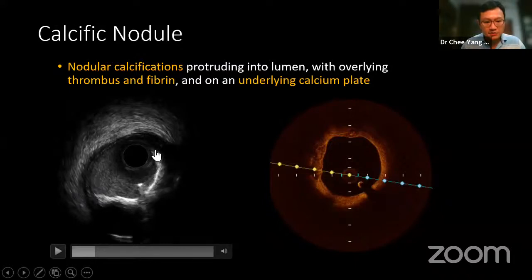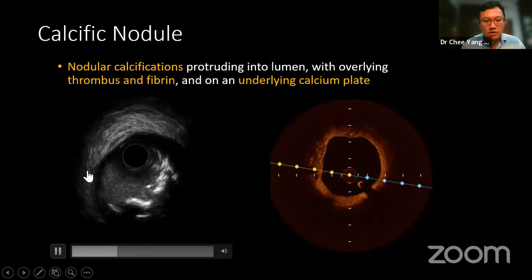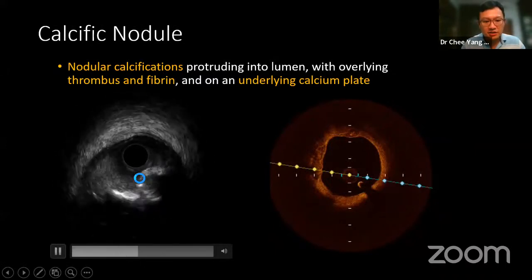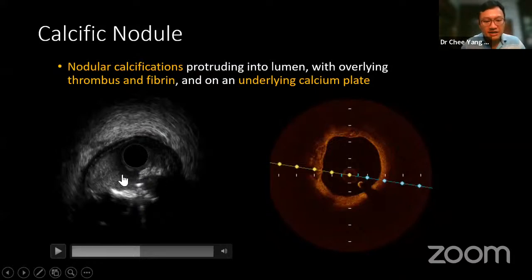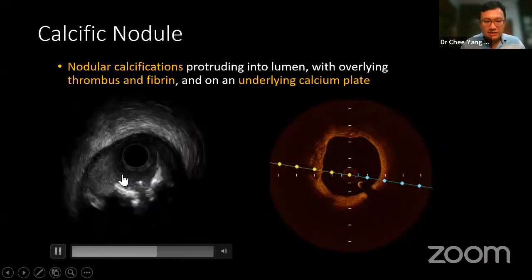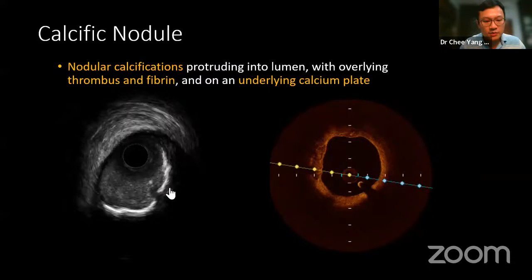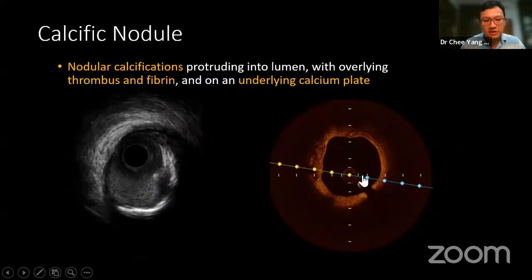Here you see a plate of calcium, and as we pull back more proximally, you can start to see that the surface becomes irregular. There seems to be things protruding into the lumen. It's bright, so that's calcium with a bit of a thrombus on top of it as well. So that's a calcified nodule, as you might see on IVUS.